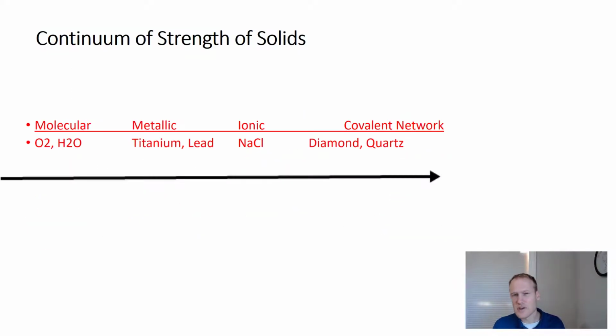The last thing we want to show you here today is just a continuum of strength. Typically speaking, molecular are the weakest. They're going to have the lowest melting points. They're going to be the most volatile. And then over here, the covalent network are going to be the strongest, diamond, quartz. Ionic will be next, and then metallic. There are some metallic ones that are stronger than ionic, but because of the wide variety within metallic in terms of those intermolecular forces, we put them closer to the weaker side.